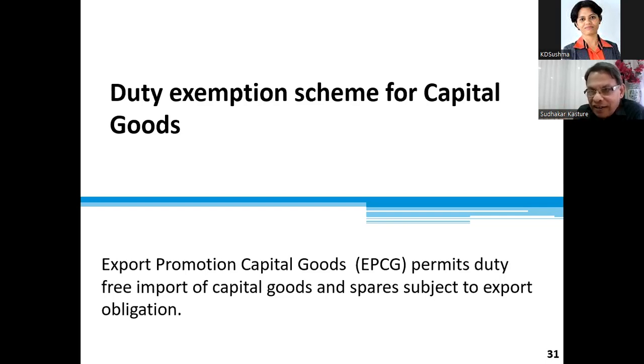That concession is granted to you in public interest, because the idea here is you will upgrade the facility, your product quality will improve. If your product quality improves, the chances of exporting also improve. So upgradation of technology, critical aspect. In upgradation of technology, the scheme that is utilized is called duty exemption scheme for capital goods. It is nothing but EPCG, export promotion capital goods scheme.